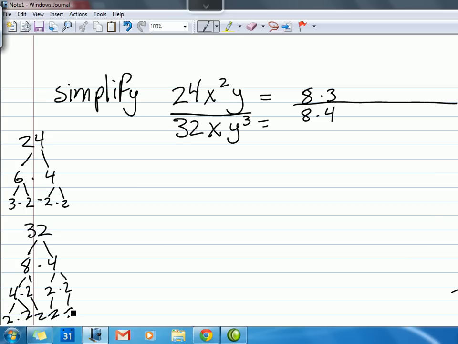Now, if you're looking at what they have in common, notice what they have in common is three 2's. That's where I get the 8 from, because 2 times 2 times 2 is 8. So the greatest common factor between 24 and 32 is 8.